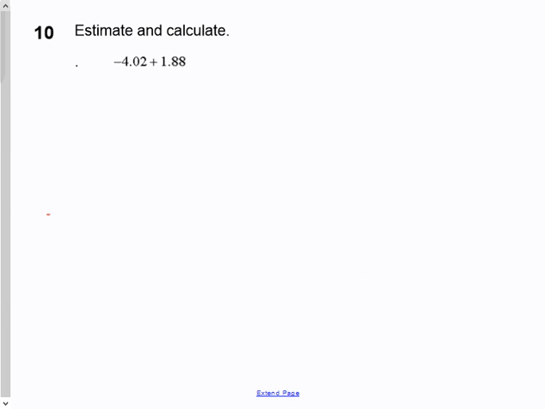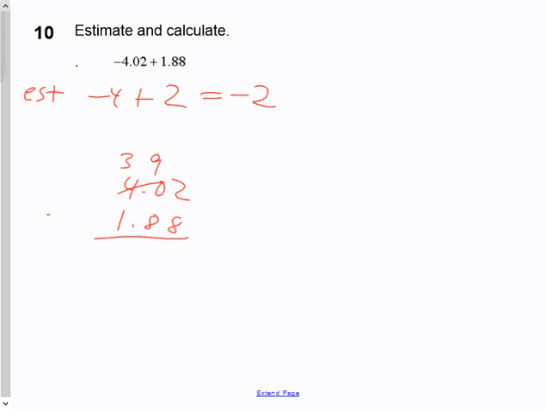Question number, whatever it is, says negative 4.02 plus 1.88. So an estimation will be negative 4 plus 2, which is an estimation of negative 2. Calculation: what do I have more of, negatives or positives? I have more negatives. How many more is the difference between them? Got to borrow from 40, I'll make it 39. 12 becomes 4, 1, and 2. I have that many more negatives, so therefore my calculation is negative 2.14.